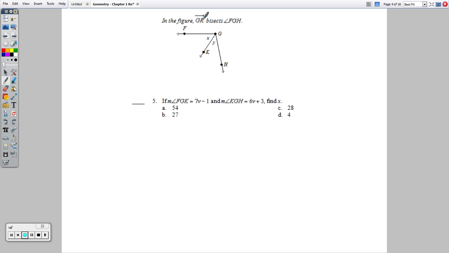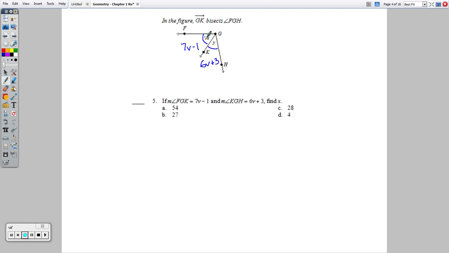In the figure, ray GK bisects angle FGH. So if I know that's true, I'm going to put this right on the picture right away. Same number of arc marks on both of those angles, since this ray, in other words, cuts that angle in half. So now if the measure of FGK is 7V minus 1, so here is FGK, they're saying this is 7V minus 1, and the measure of KGH, connect the dots, K to G to H, would draw that angle out. That's 6V plus 3 right there.